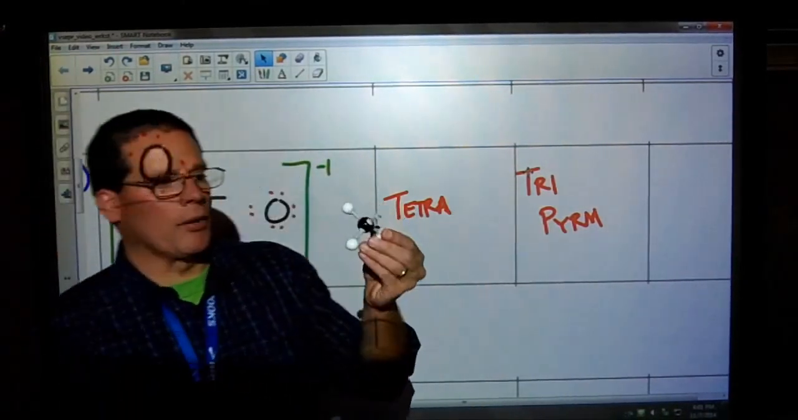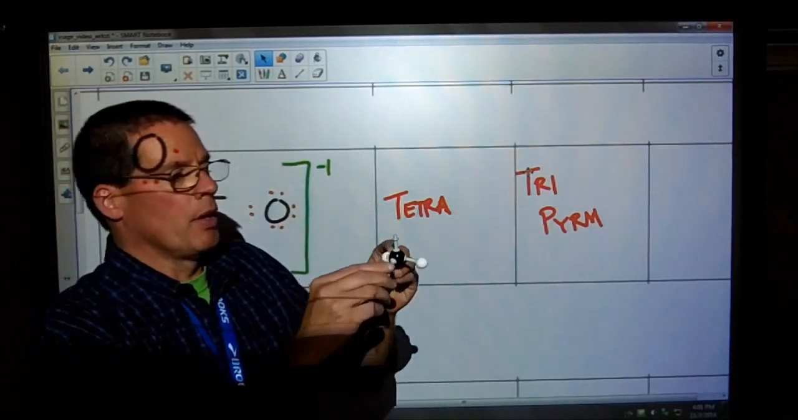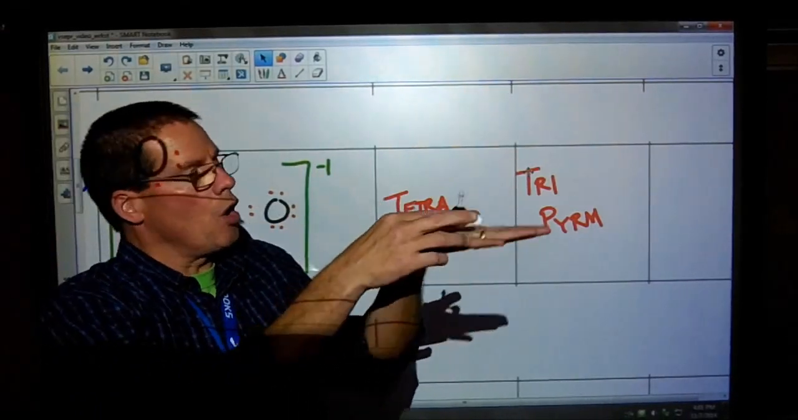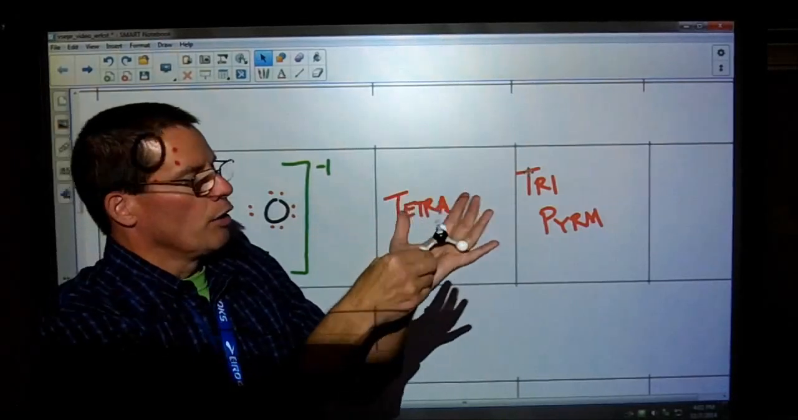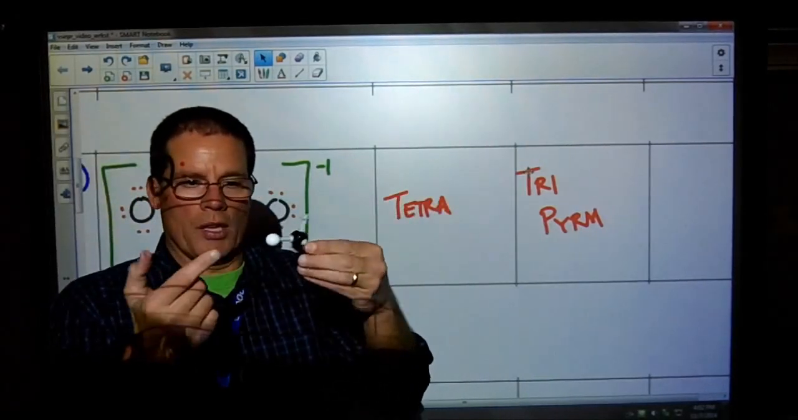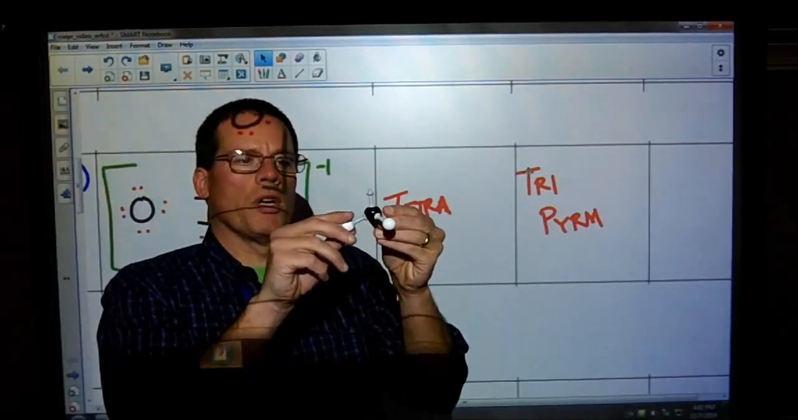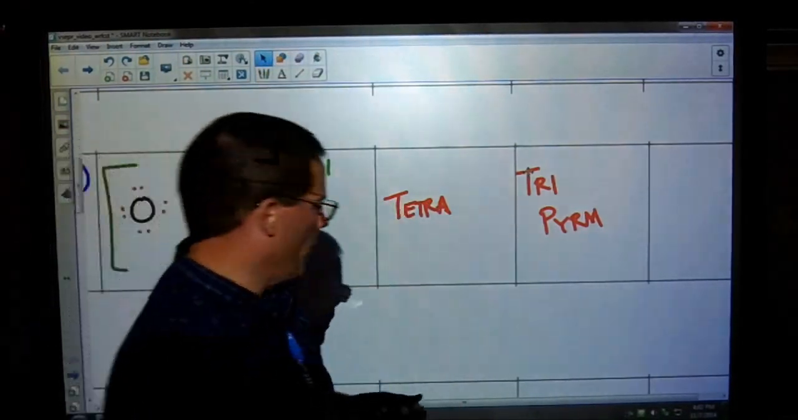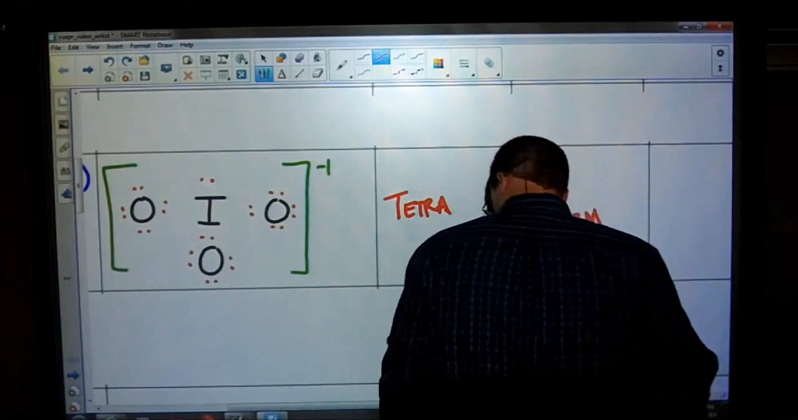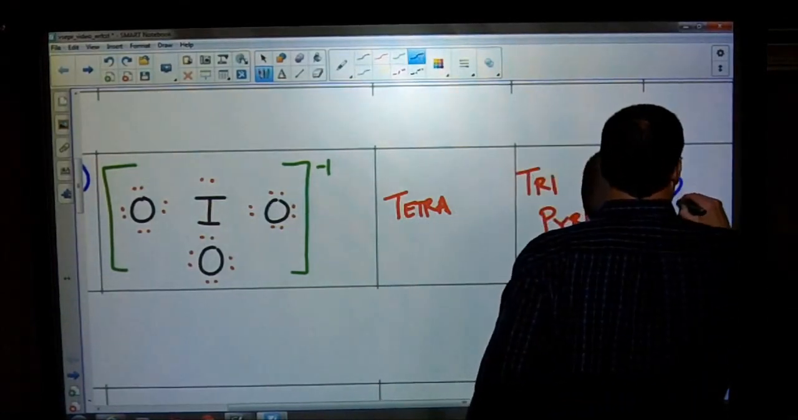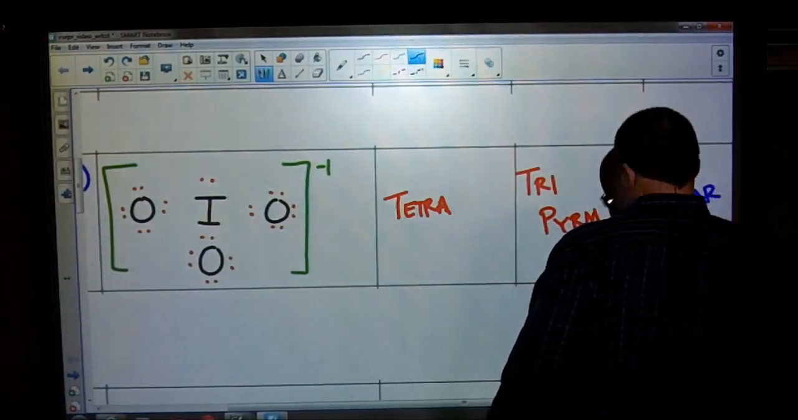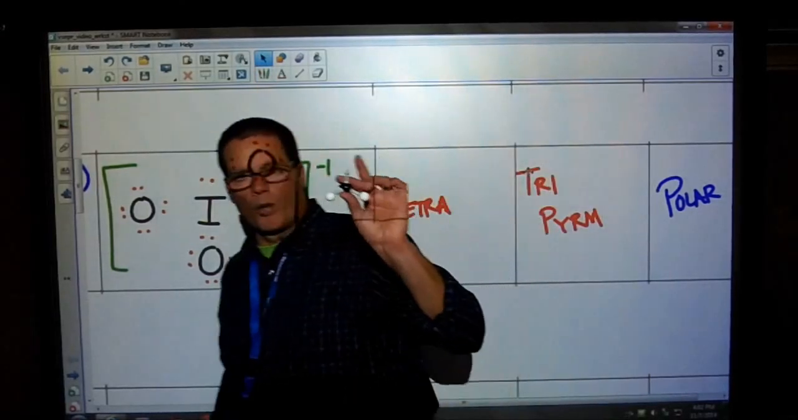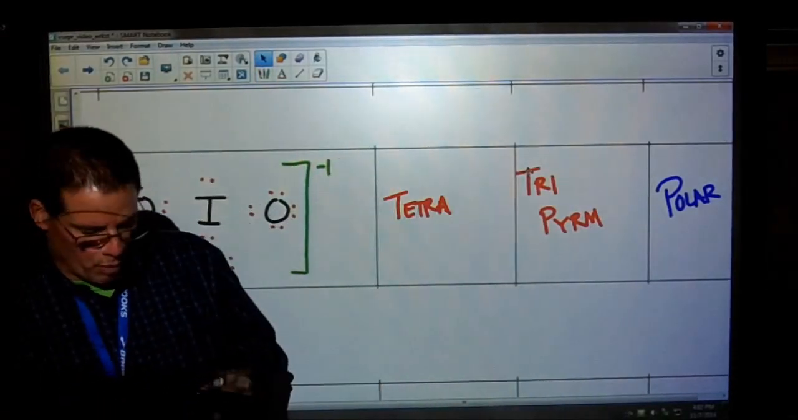Now the last thing I want to ask is, is this a polar compound? Well, again, these all do not lie on the same plane. So if we were to add up all of the forces, quote unquote, that's pushing on that, it would cause it to move. So this too is a polar compound. And this polar compound would also dissolve in water, since water is polar as well.